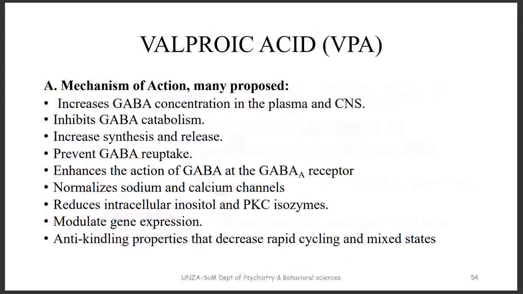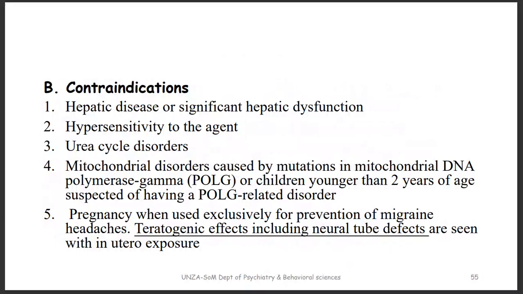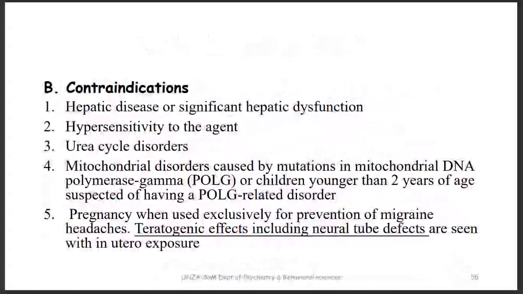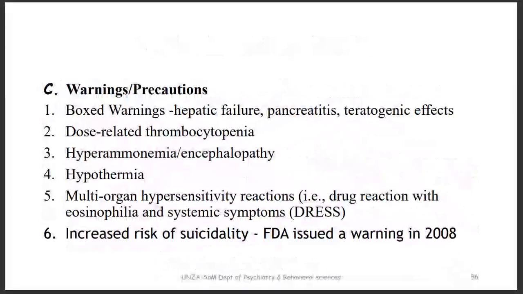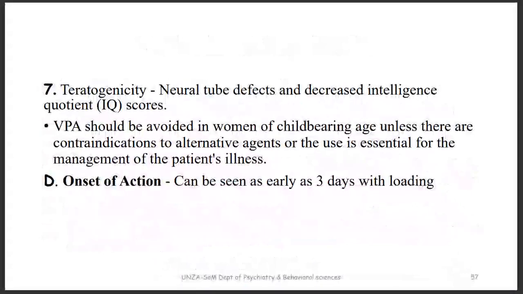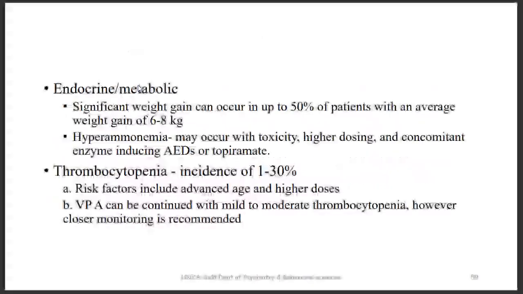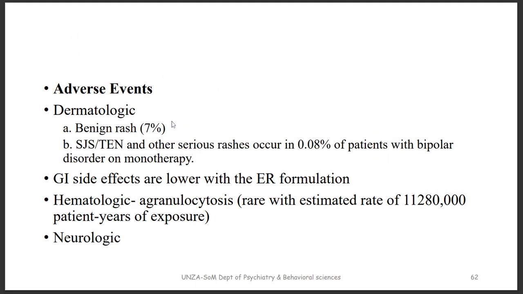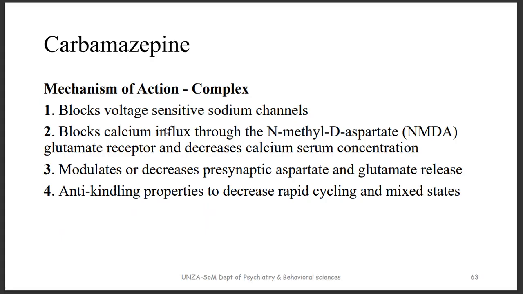So that is that. Valproic acid is another drug that you can use, but we'll not talk much about this. Valproic acid can lead to teratogenicity. And then we also have lamotrigine. This is another drug that we are able to use to treat mania. Also, carbamazepine can also be used to treat mania.